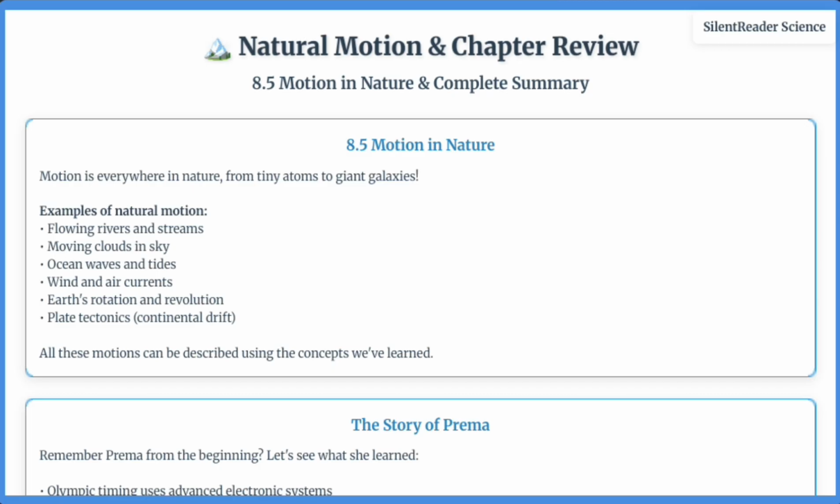Motion is everywhere in nature, from tiny atoms to giant galaxies. Examples include flowing rivers and streams, moving clouds in sky, ocean waves and tides, wind and air currents, Earth's rotation and revolution, and plate tectonics. All these motions can be described using the concepts we've learned.